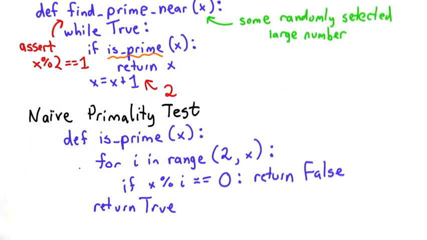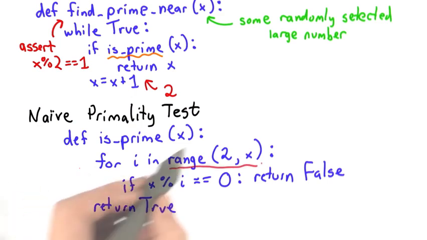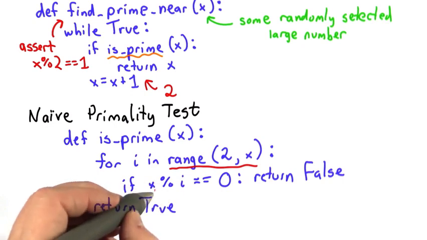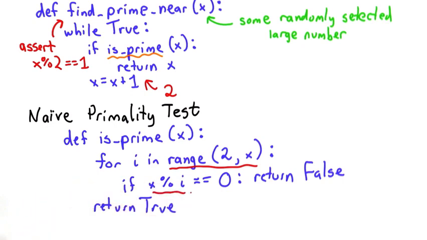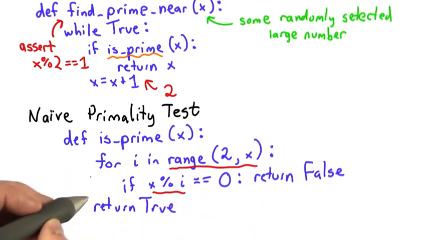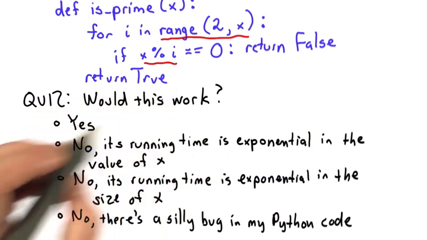So here's a naive way to define is prime. We're going to go through the numbers from 2 to x minus 1, checking whether x is divisible by each of those. If it's divisible by any of those, that would mean that it is a composite number, and we should return false. If we try them all, and it's not divisible by any of those, well, then it's prime. So the question is, would this work?